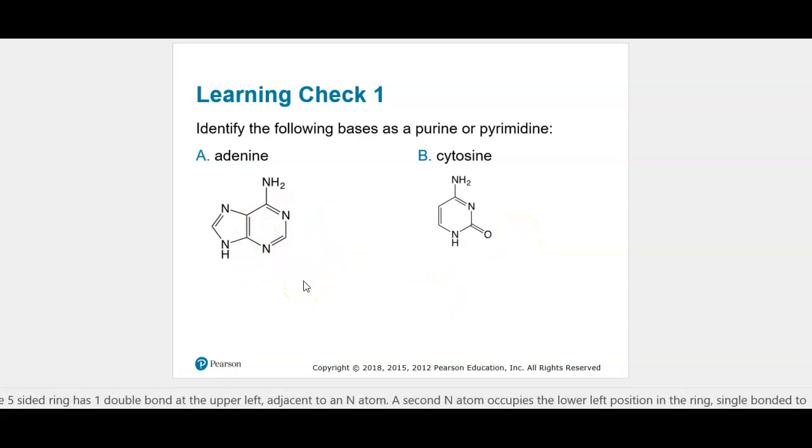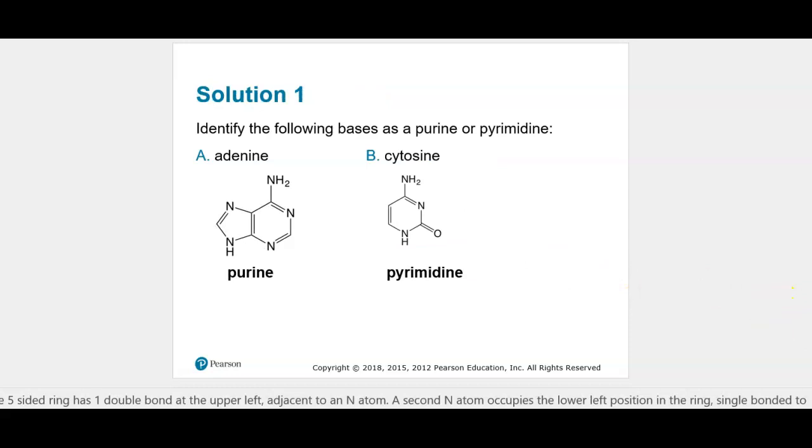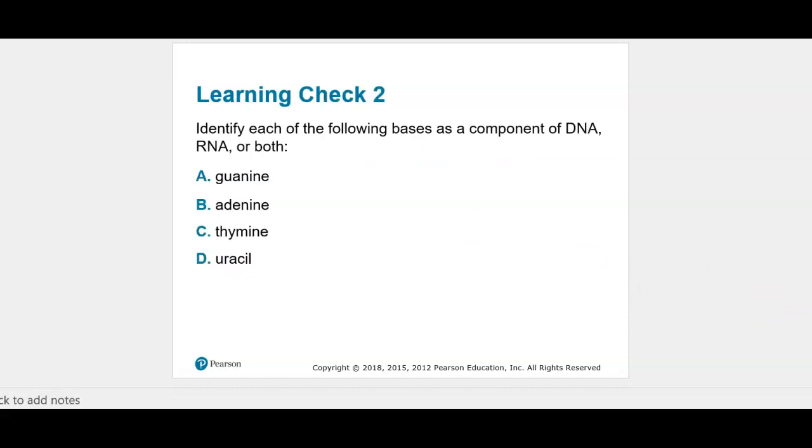By the way, the ring structure of adenine, of purine, is actually the same ring structure in caffeine. So purines show up in a lot of different ways in the body as metabolites or intermediates in the synthesis of these things too. So adenine is a purine, cytosine's a pyrimidine, as you see here. Learning check 2.